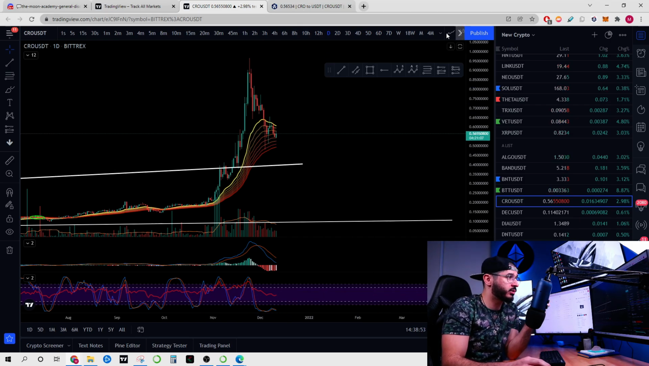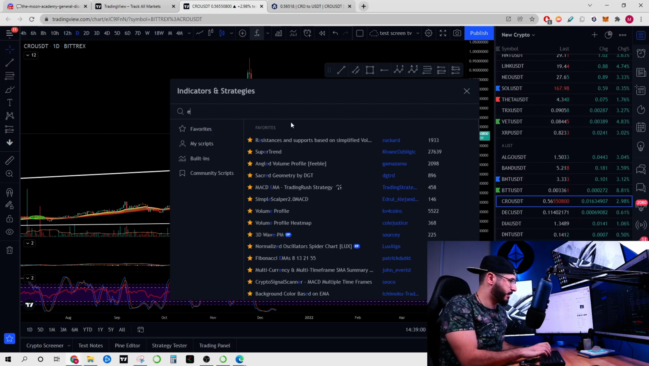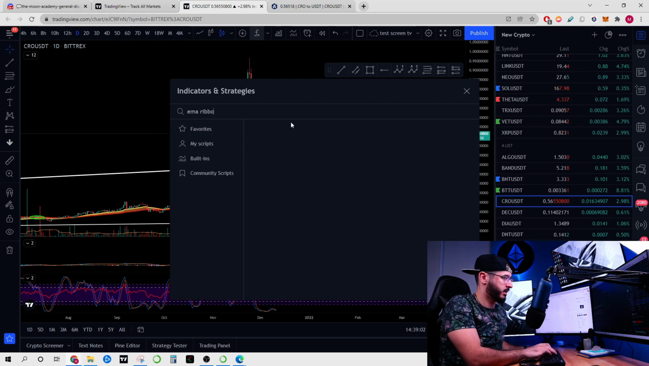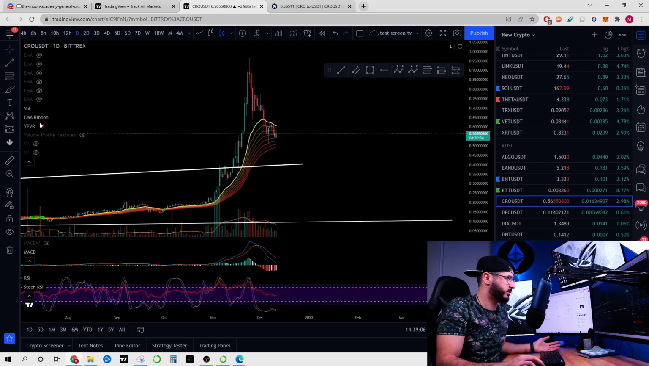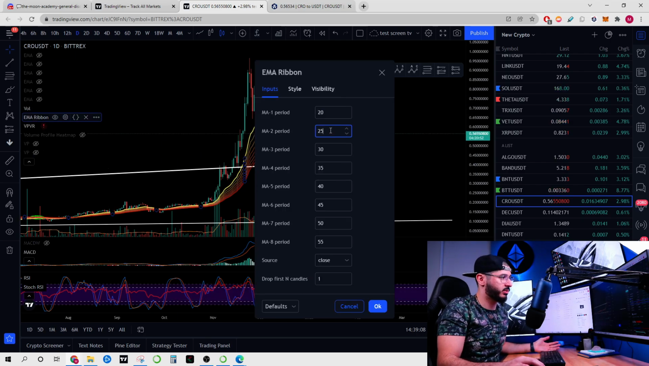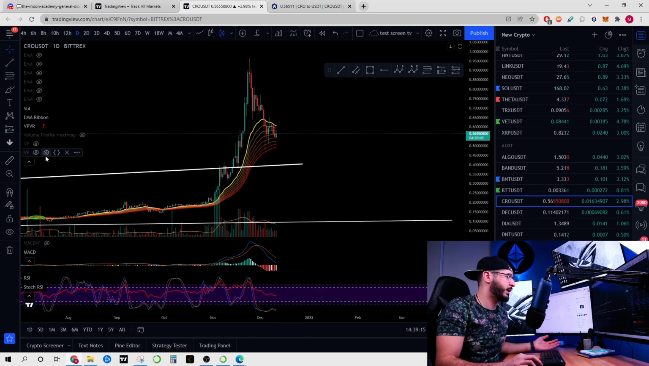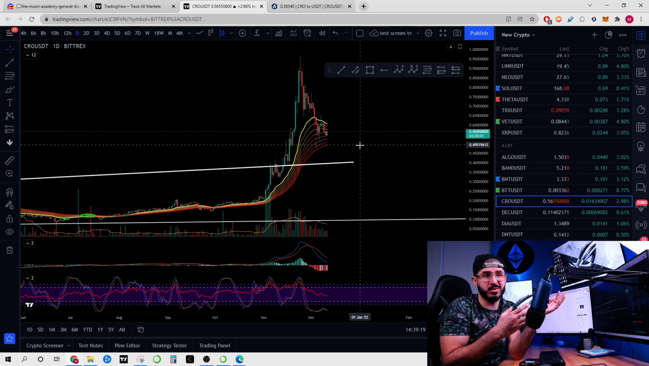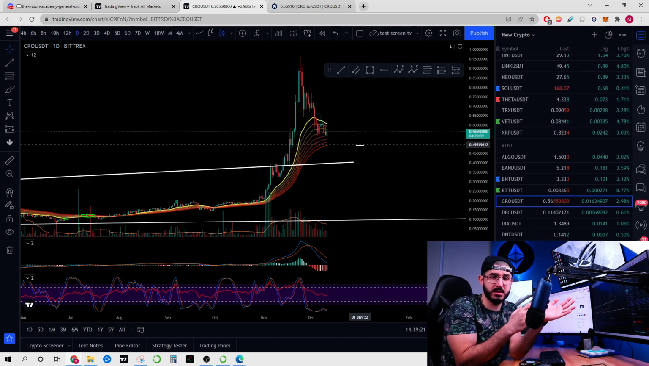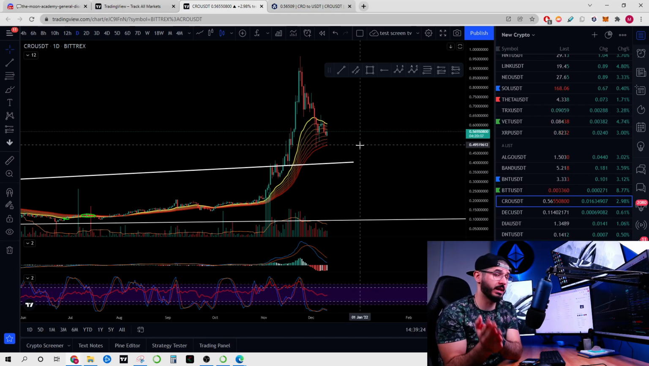If you go to your indicators here on TradingView and you type EMA ribbon, there's a bunch of them here, and I basically have my ribbon set to, let's see, 20, 25, 30, 35, 40, 45, all the way up to 55 EMA region that I go on the daily. And that's how I actually find my buy and sell zones. That's where I try to gauge where the market is sitting. Are we in an uptrend or are we in a downtrend, right?